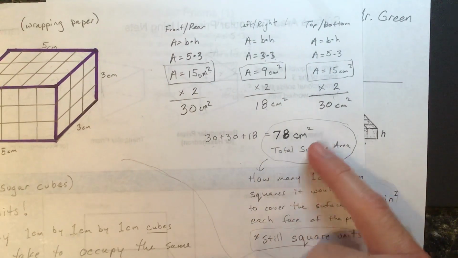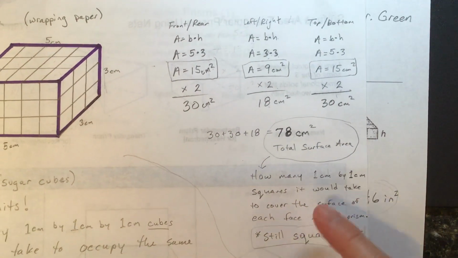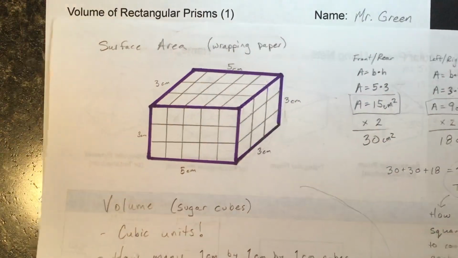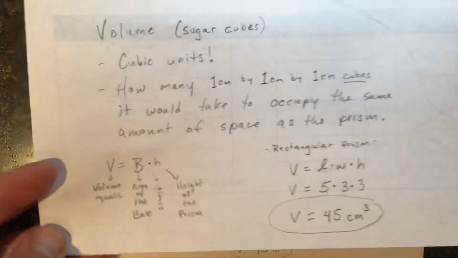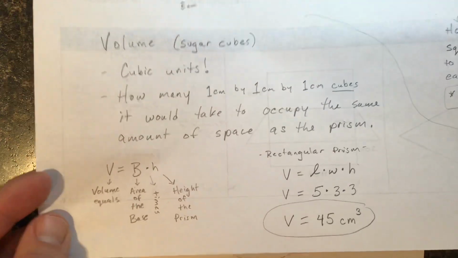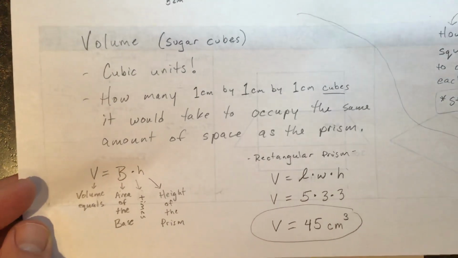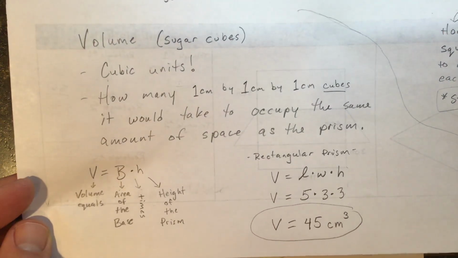So we're still dealing with squared units there because the total surface area was just the area of each of the faces of our 3D solid added together. And then yesterday we started talking about volume. So we said when you think of surface area, you think wrapping paper. When you think volume, you got to think sugar cubes, because now we're talking about a different unit, again in cubic units.